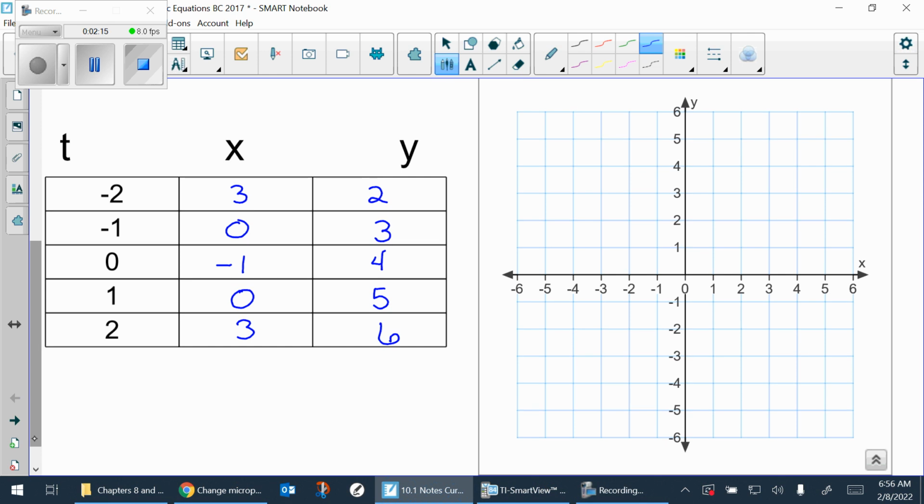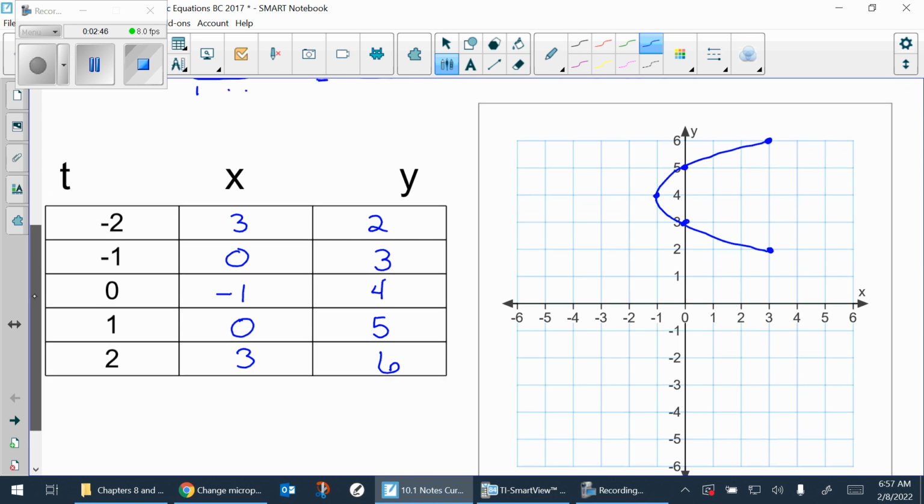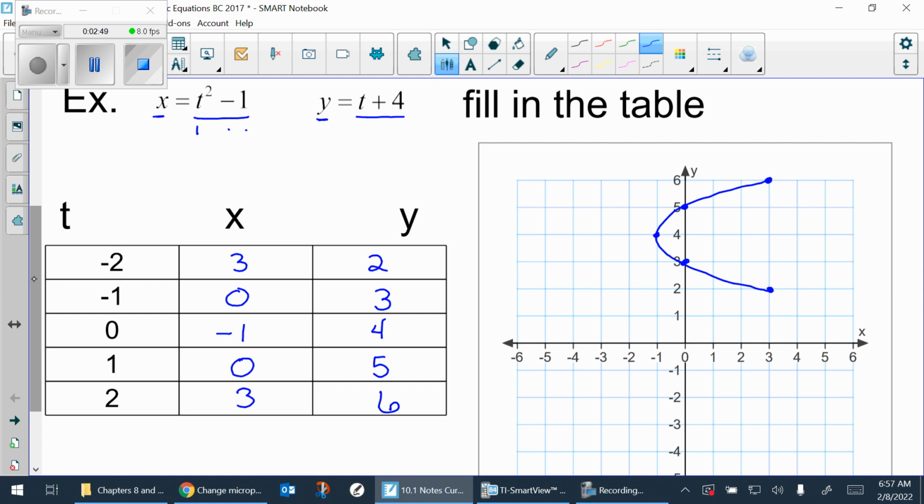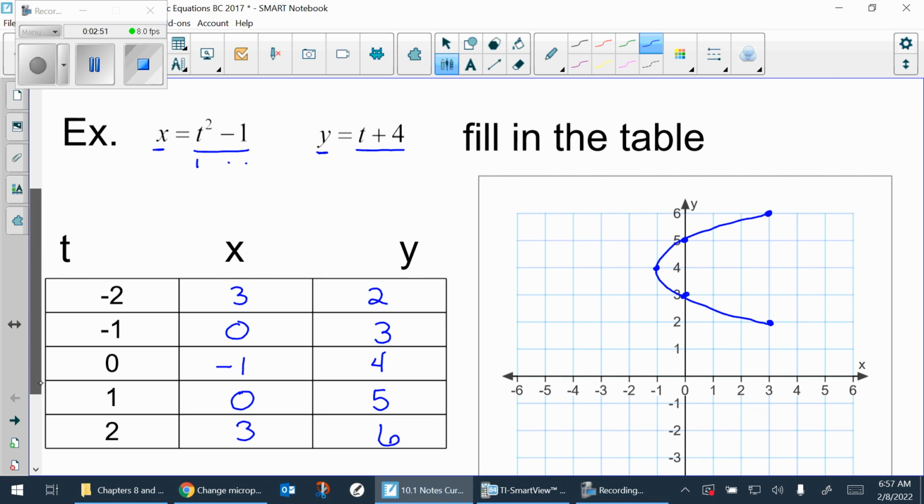We'd start at the point 3, 2. Then we'd have the point x is 0, y is 3. X is negative 1 when y is 4. X is 0 when y is 5. And x is 3 when y is 6. And so what we'd have here wasn't real obvious by looking at this set of parametric equations, but we're going to have ourselves a side opening parabola.